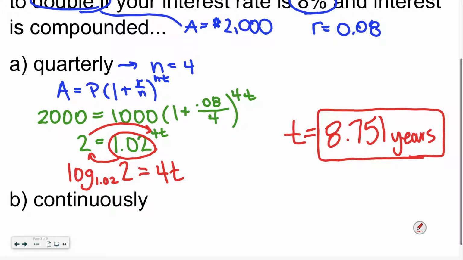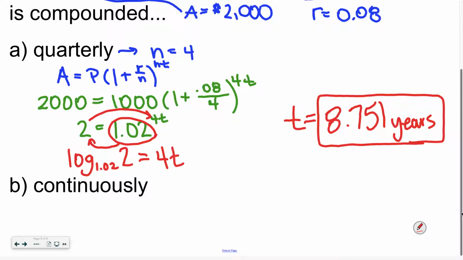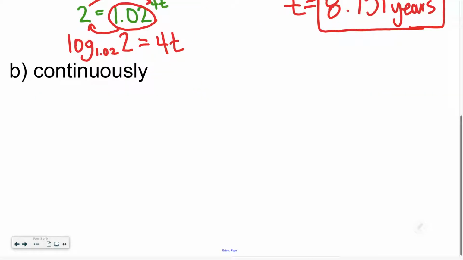Okay, think about it. When we go to compounding continuously, is it going to take more or less time? Okay, it's going to take less time. Okay, the more you compound, the more money you're going to make. So if we're investing, it is not going to take us as long. So let's go ahead and write the equation for compound interest. That's an easy one to remember.